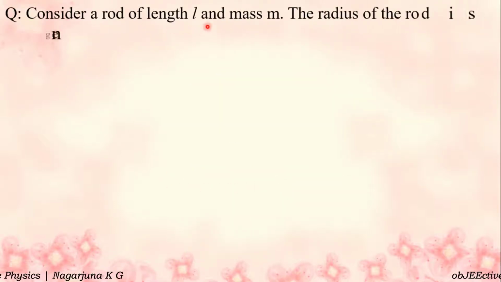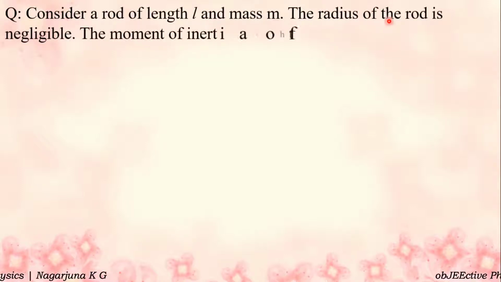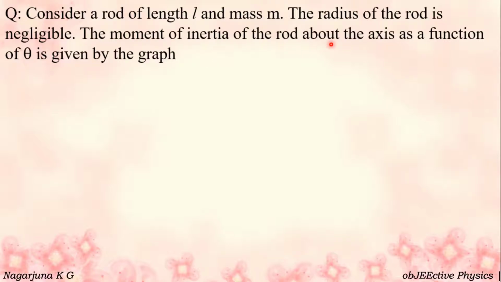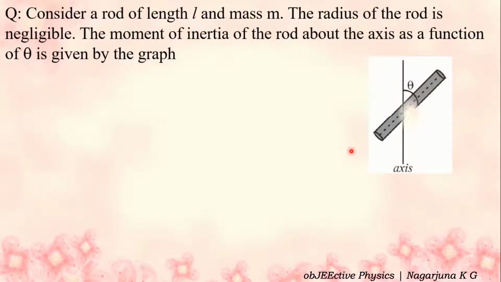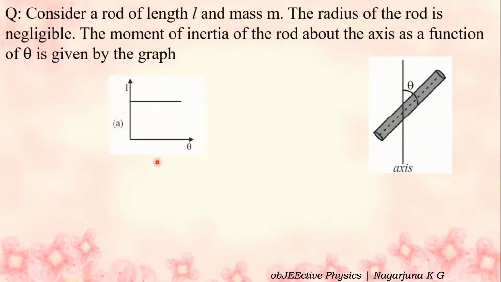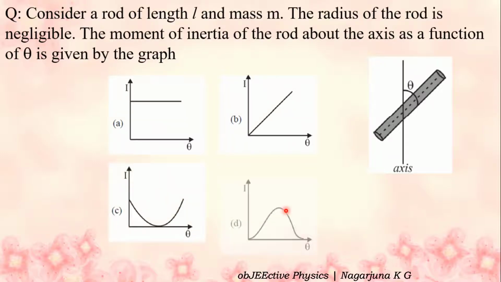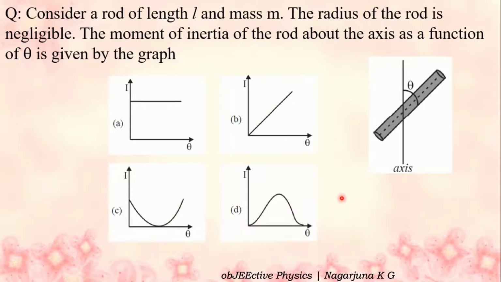Consider a rod of length L and mass m. The radius of the rod is negligible. The moment of inertia of the rod about the axis as a function of theta is given by the graph. Observe the diagram given in the question. Options: option A, option B, option C, and option D. 4 graphs.